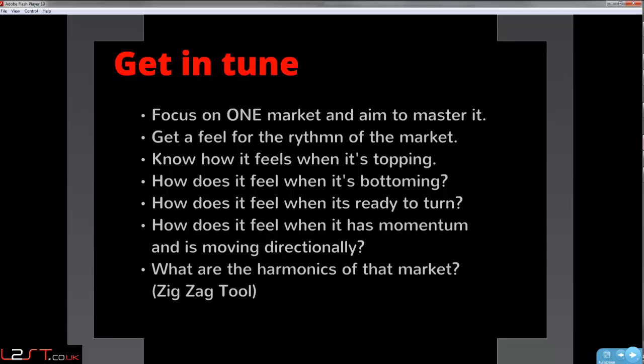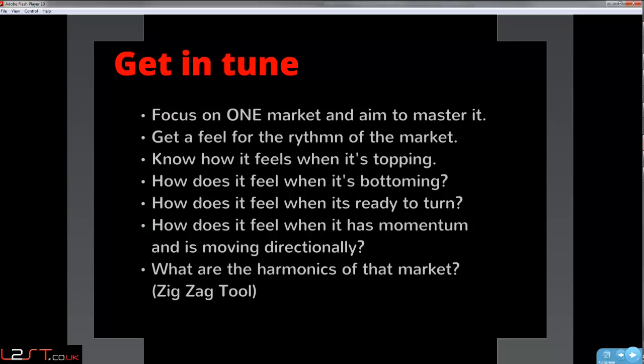That's the best way to firstly develop a feel for the market. Get a feel for the rhythm of the market. That's the only way you can really develop a feel for the rhythm of the market, if you focus on one and develop a relationship with the market. Develop a relationship, get to know the market. Know how it feels when it's topping, know how it feels when it's bottoming. Every market has a feel.